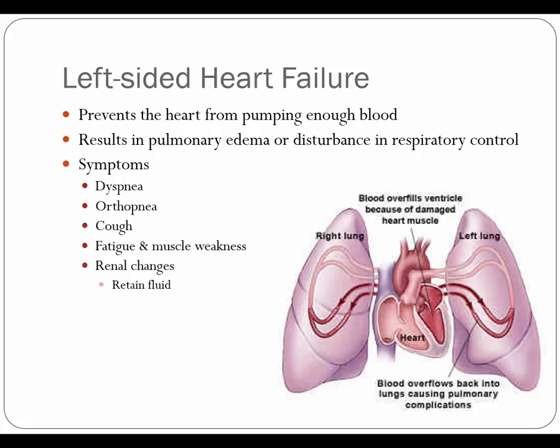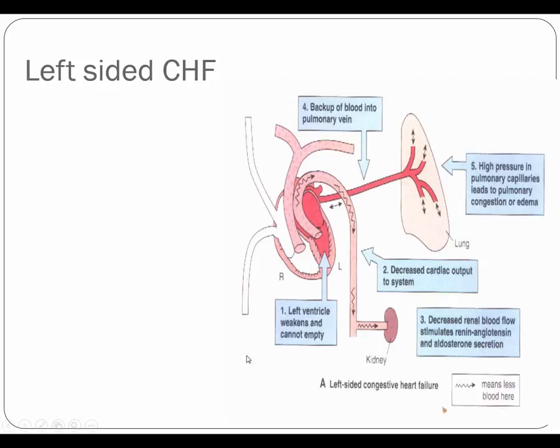Let's talk about left-sided CHF. So the problem is that we have the left ventricle that weakens and it cannot fully empty. So even though it contracts, it cannot push all the blood out that's in there, which leads to a backup of blood. If we have decreased cardiac output because we cannot contract and get all the blood out, then we have decreased renal blood flow. That will stimulate the angiotensin and aldosterone secretions, which make this even more prominent.